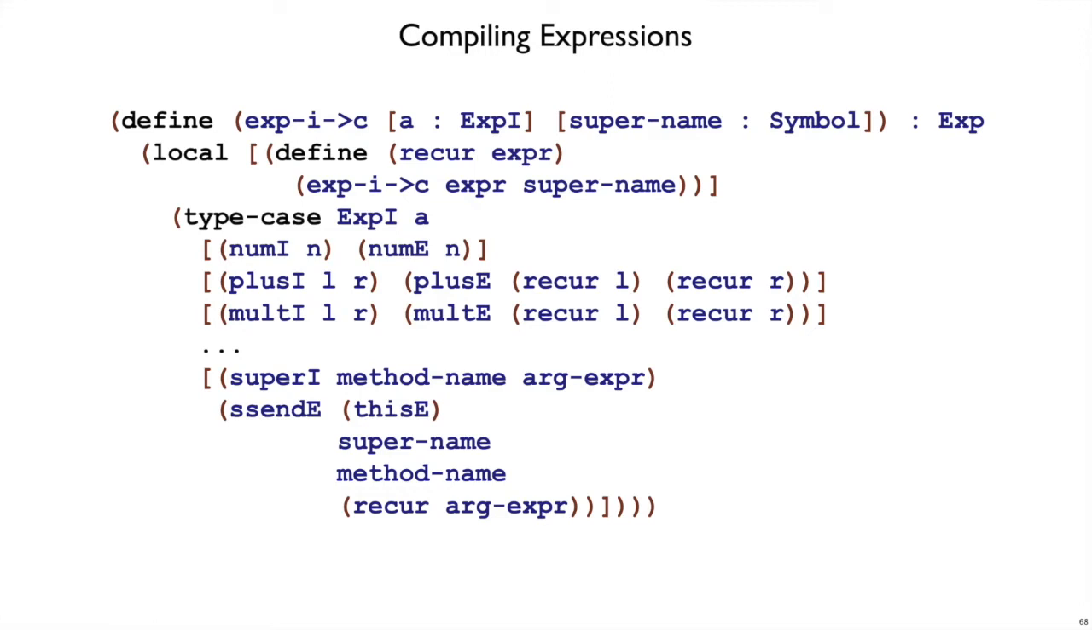So here's what xby to c looks like. We have our expression, we have our super name. Again, often when we recur, when xby to c calls itself, it passes along the same super name. So let's make ourselves a recur function here. Num I is compiled to num e, plus I compiled to plus e, where we recur in the sub-expressions. Super I turns into a static send, with this e, and it uses that super name that's provided by the caller. Keeps the same method name and recurs on the argument expression.